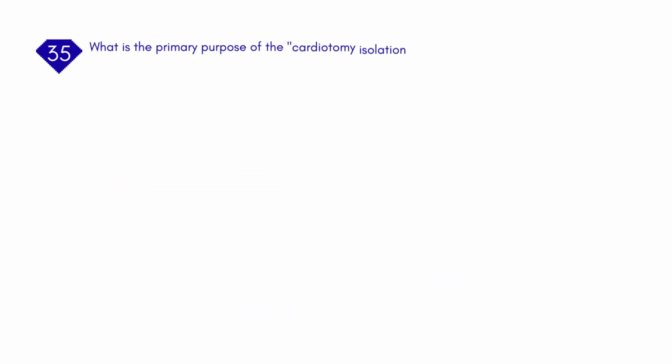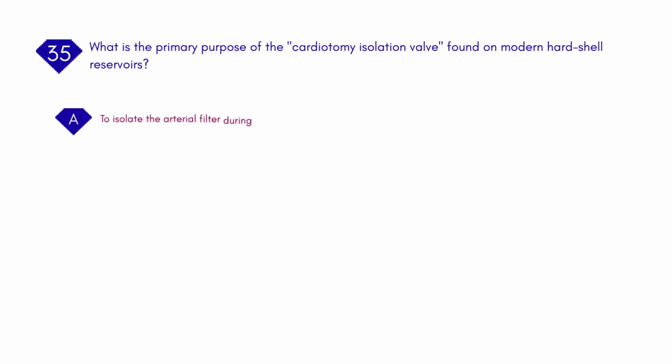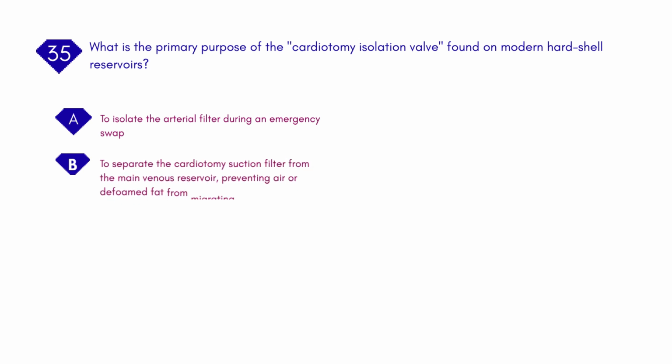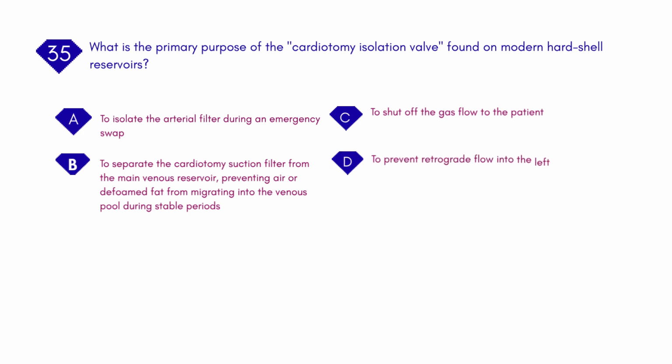What is the primary purpose of the cardiotomy isolation valve found on modern hardshell reservoirs? A. To isolate the arterial filter during an emergency swap. B. To separate the cardiotomy suction filter from the main venous reservoir, preventing air or defoamed fat from migrating into the venous pool during stable periods. C. To shut off the gas flow to the patient. D. To prevent retrograde flow into the left vent.